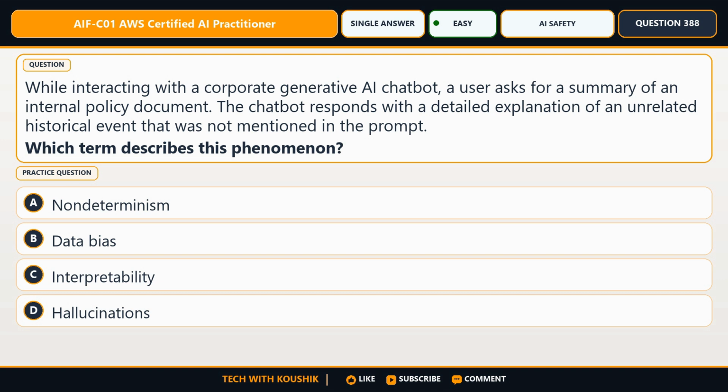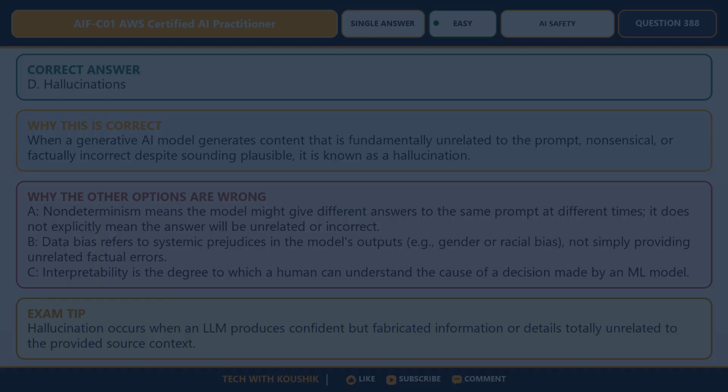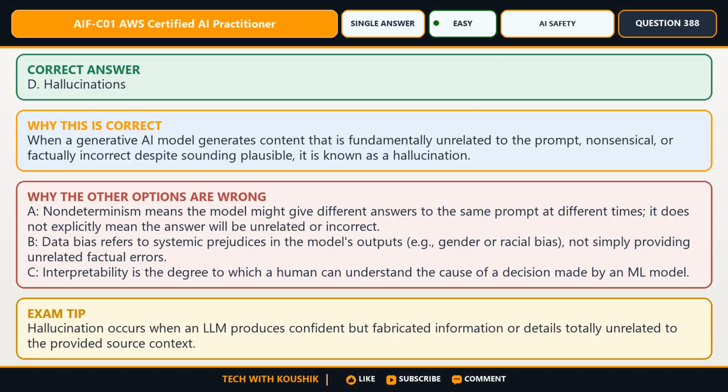The choices are: Option A, non-determinism. Option B, data bias. Option C, interpretability. Option D, hallucinations. After elimination, select D, hallucinations. This option satisfies the complete requirement because when a generative AI model generates content that is fundamentally unrelated to the prompt, nonsensical, or factually incorrect despite sounding plausible, it is known as a hallucination.